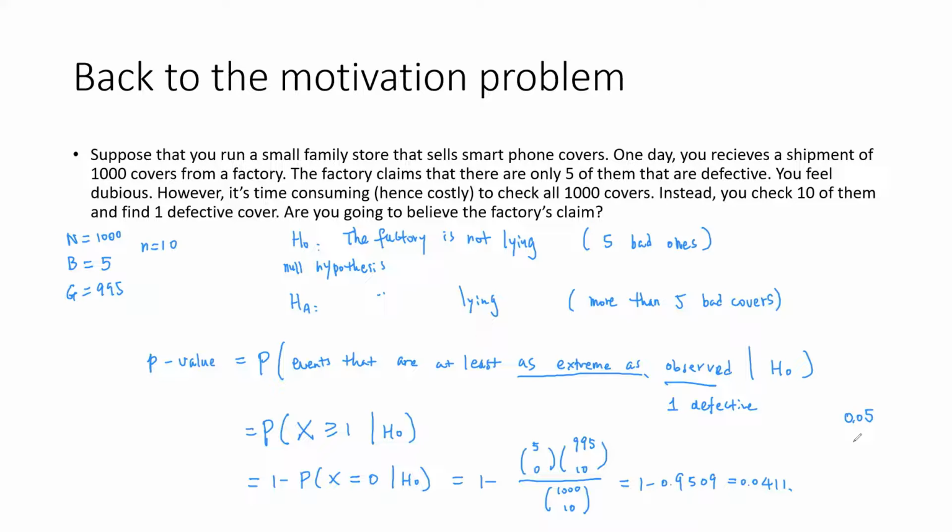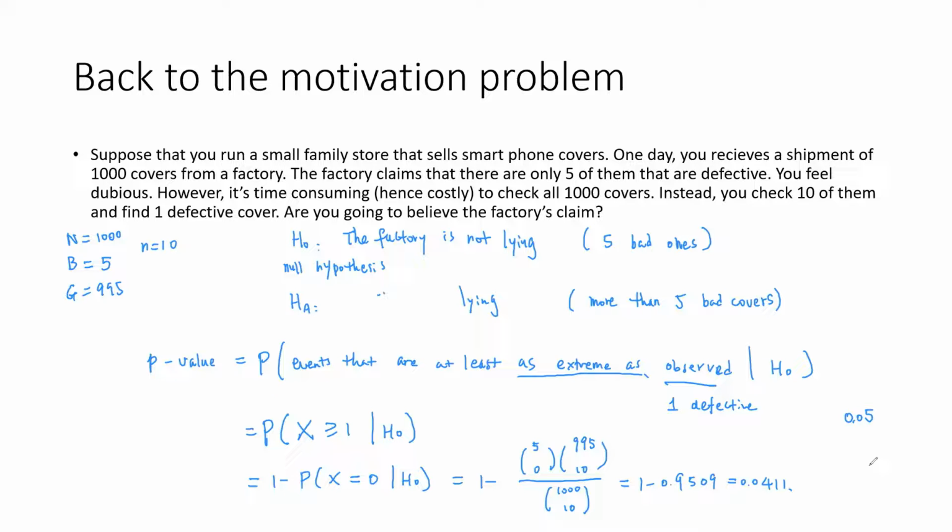So it's likely that the factory is lying. All right. And in statistical language, we're going to simply say, oh, H0 is rejected. There's statistical evidence that the factory is lying. And how to deal with that? Maybe the shipment will be returned. All right. So this is a simple example of the application.